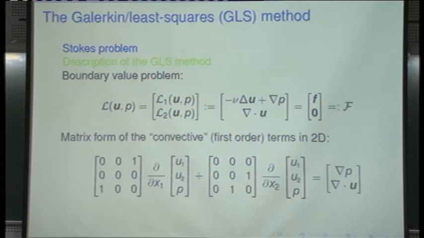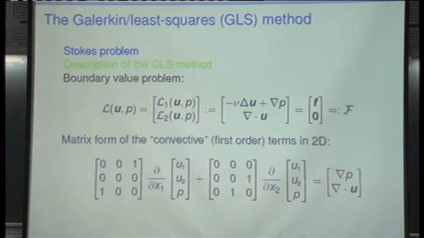So now the idea that some people had was the following. We can write the first order derivatives, the gradient of the pressure and the divergence of the velocity, as a sort of convective term. How? As follows. In the 2D case, those first order terms, gradient of pressure and divergence of U, can be written as a certain matrix multiplying the first derivative of the unknown plus another matrix multiplying the second derivative of the unknown. This is easily checked.